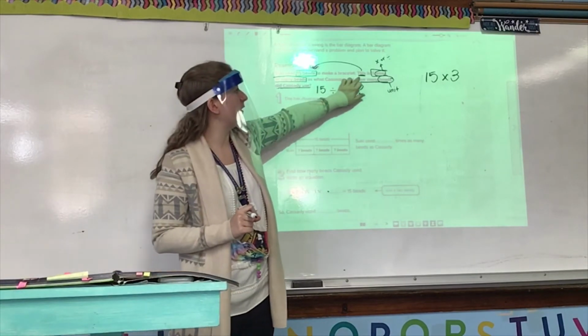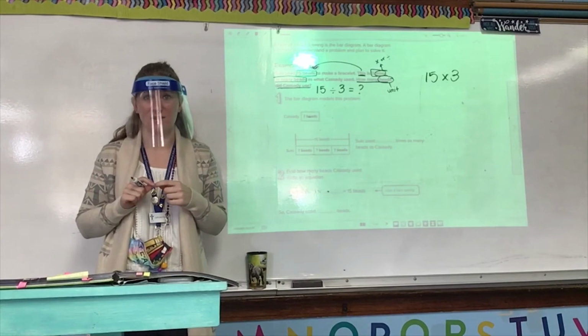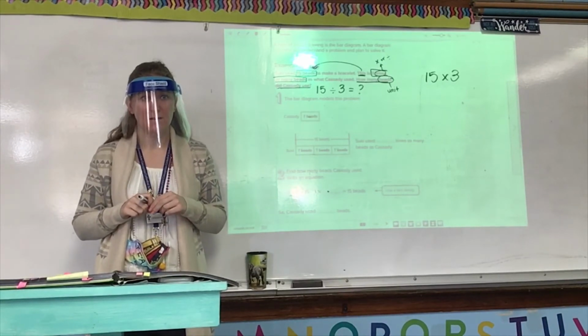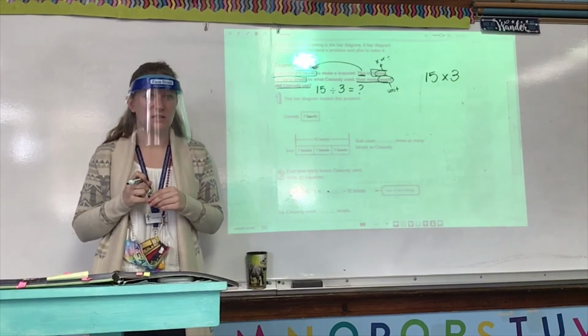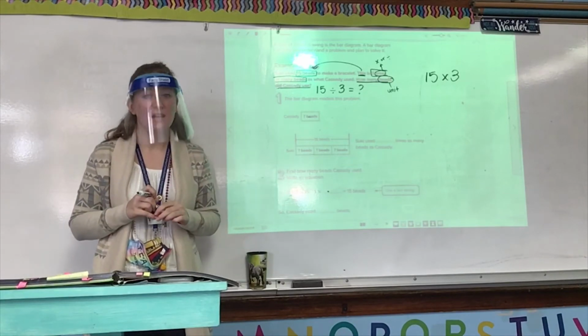So if you know 15 is 3 times more than another number, is 15 bigger or smaller than that other number? Colin? If 15 is 3 times more than another number, is that other number bigger or smaller than 15? The other number is smaller.